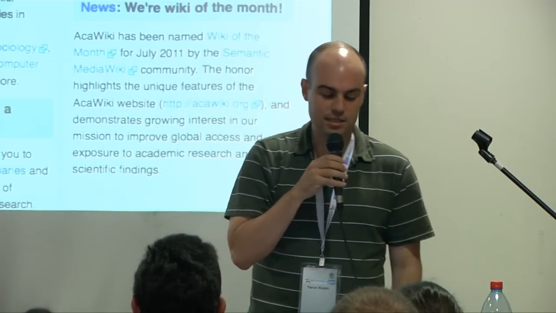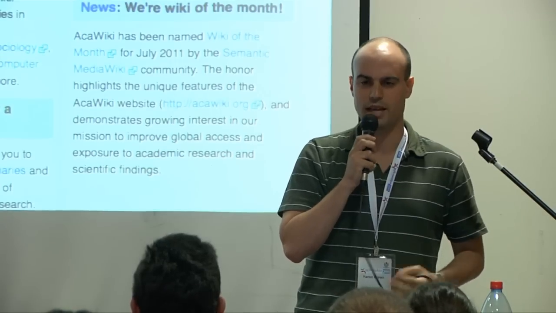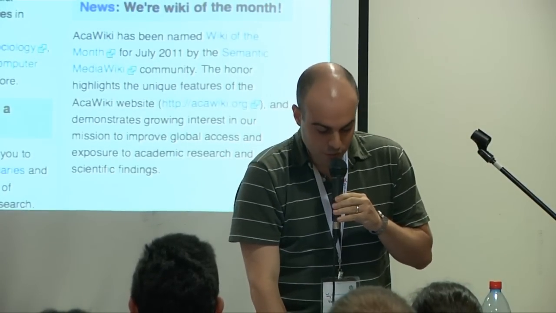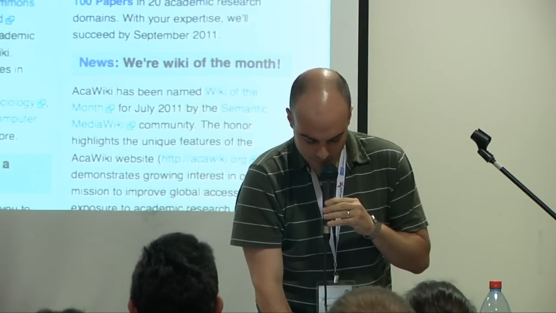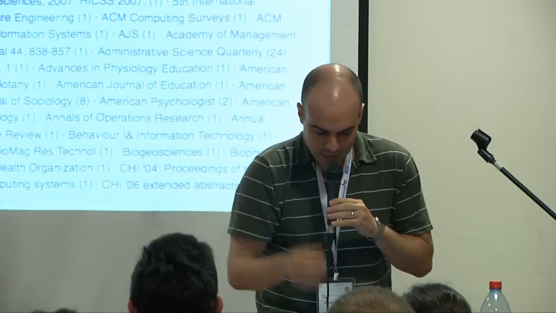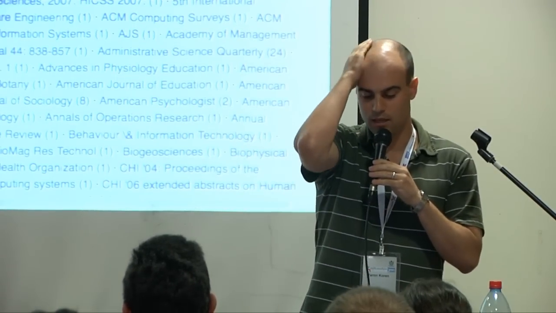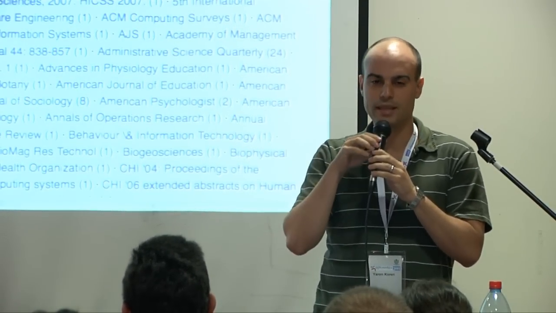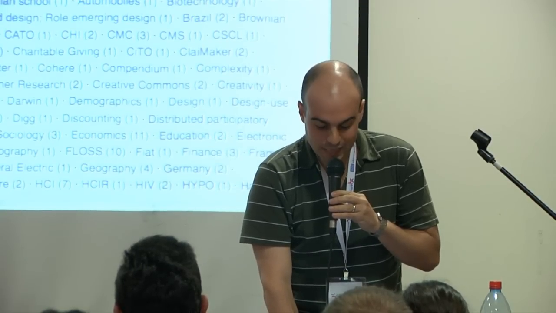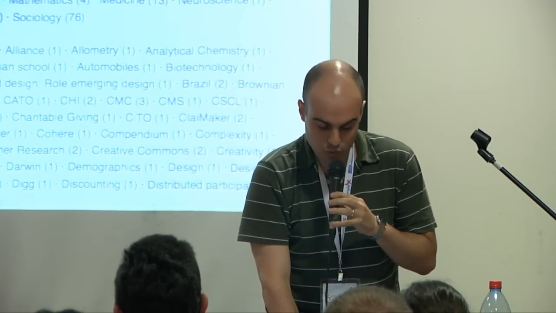Here's another example. This is AkaWiki, which is a wiki for sharing information about academic papers. If you click on this Browse Summaries link in the sidebar, you can see this page here, which is defined by an extension called Semantic Drill Down, which lets you drill down through the semantic data. This is kind of a monstrosity, but you can drill down based on various facets, each of which corresponds to a semantic property.